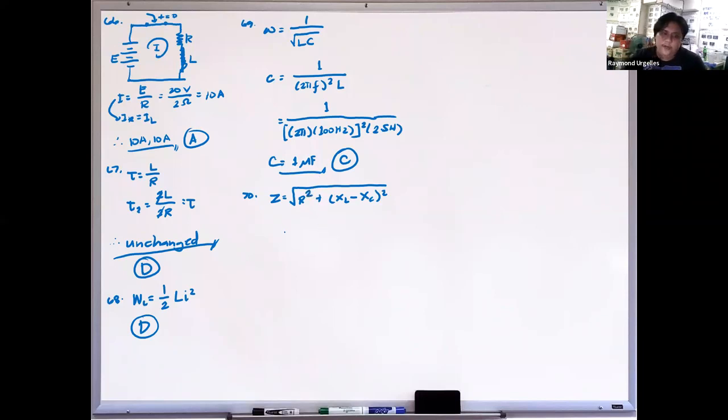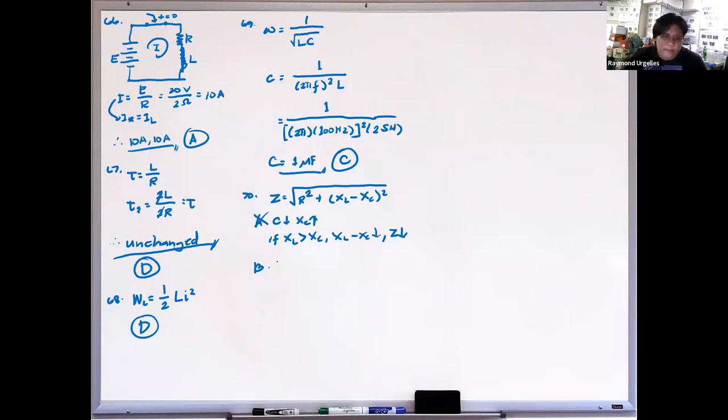Right? So for letter A, it says C decreases. If the capacitance decreases, it means the capacitive reactance increases. And the problem here is if X sub L is greater than X sub C, then X sub L minus X sub C decreases. So if this decreases, then the impedance decreases. So letter A is wrong. Okay? So next, letter B.